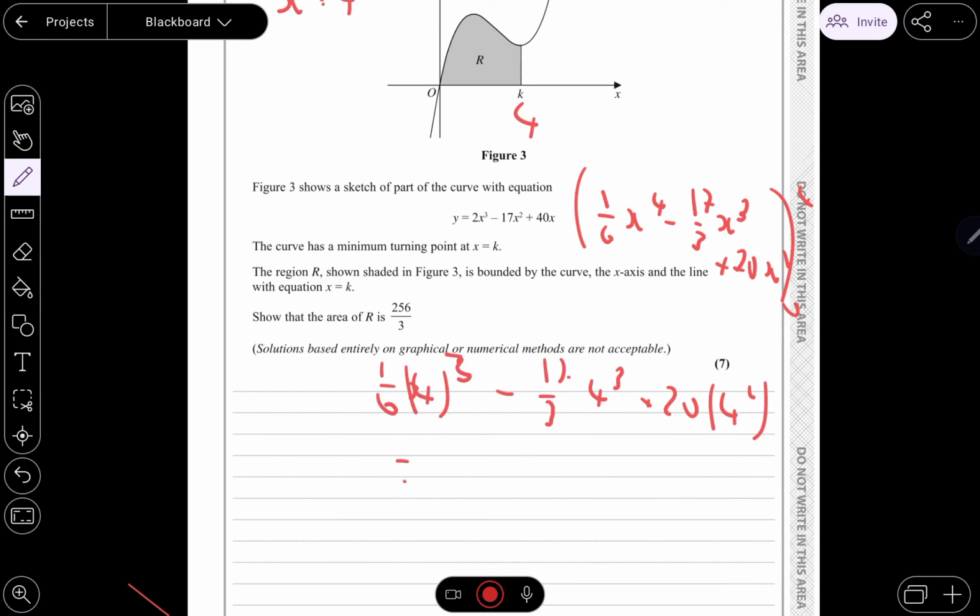Okay, minus, I need brackets here, I think. I need brackets there as well. Oh my god, 17 over 3 times by 64. Why is there a 4 cubed there as well? Because that should be a 4 to the 4, so that should be 256. Okay, 64, close brackets, plus 20 times 16 is 0, apparently.